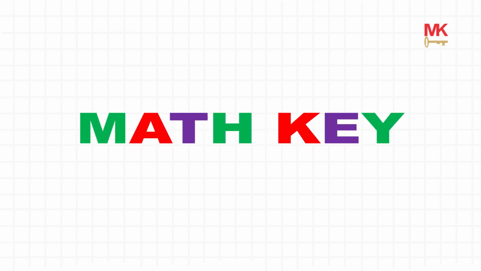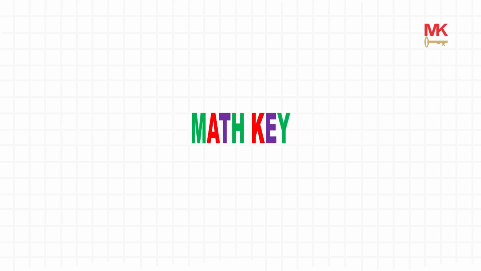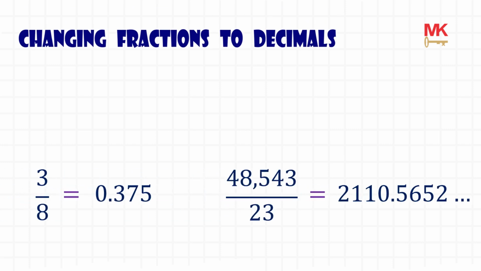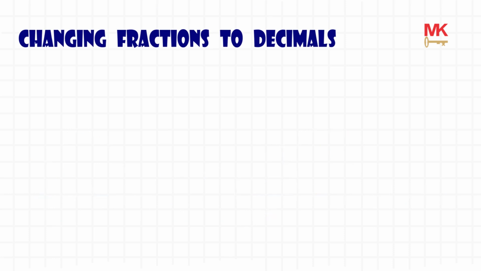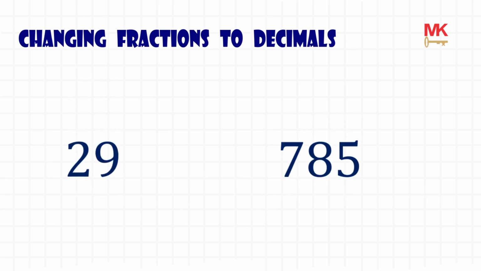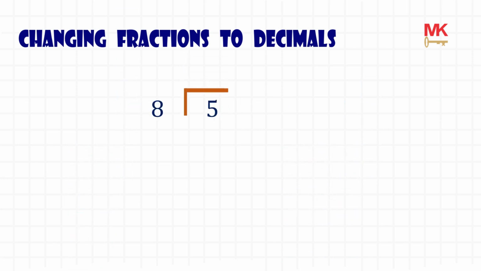Welcome to MathKey. In this lesson today, we'll learn how to change any fraction into a decimal. So the first thing we want to know is that every whole number has a decimal point just at the right side. Let's start with this example.